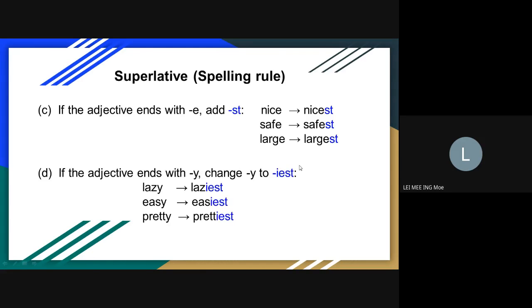Rule number 4. If the adjective ends with Y, you change Y into IEST. So we have lazy here. The last letter here is a Y. You drop the Y, you plus IEST. Lazy, laziest. Easy, you drop the Y, you plus IEST. Easy, easiest. Pretty, you drop the Y and then you plus IEST. Pretty, prettiest. So this one is clear, right?